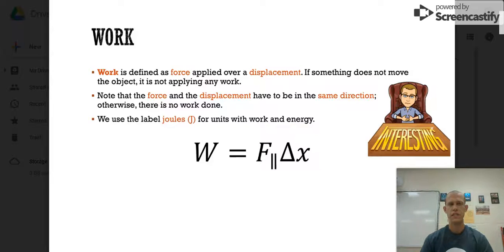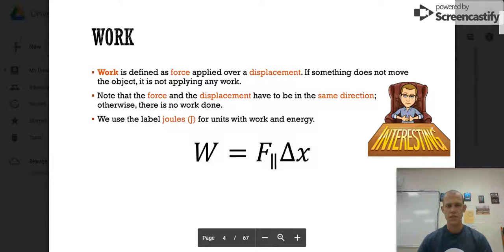Work is labeled with a J for the units, and that stands for joules. That's the same label that we'll use for energy as well. The formula that you would see a lot of times is the force parallel times the displacement, or the distance. You might see a D written right there, but it's force times the distance traveled.